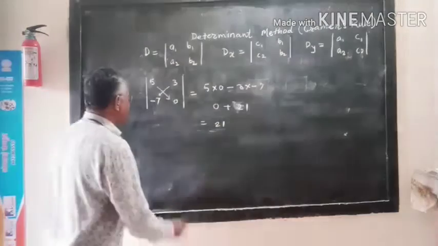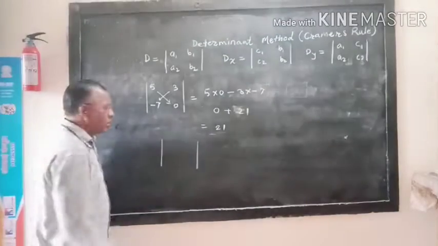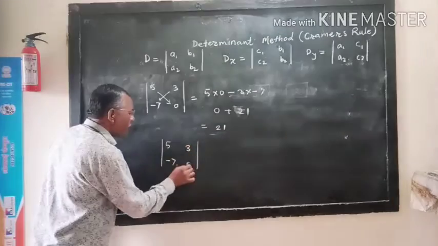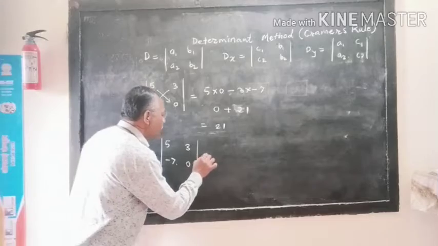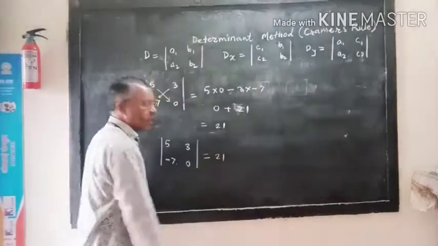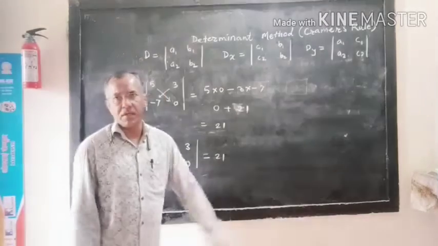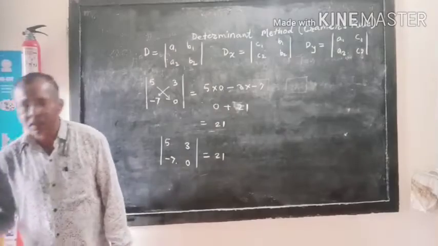And what will be the last answer? That is, you have to write the determinant 5 minus 7, 3 and 0. It is a determinant and the answer is 21. The answer will be here 21. It is a second example. Now we will continue the third example.